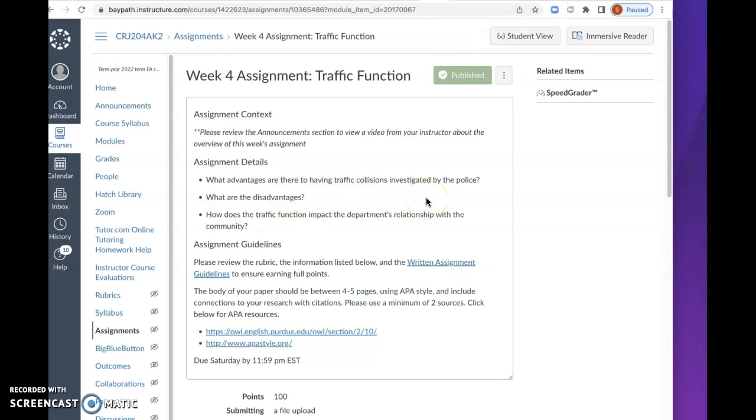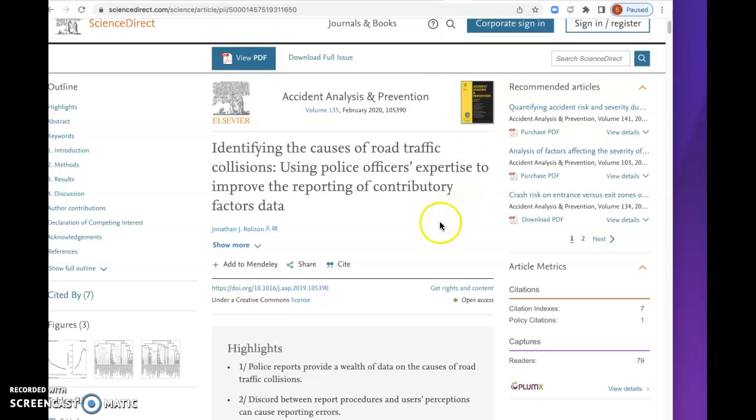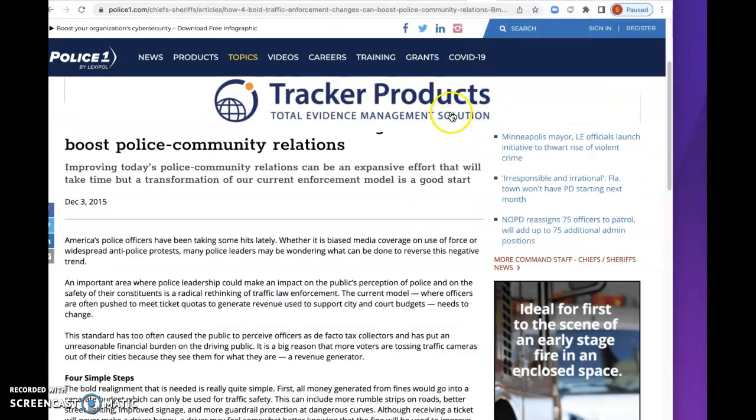What are the disadvantages? Well, the disadvantages are very often the public hates you for giving out any motor vehicle citations. So your community relations sometimes goes down the tubes. And that's really important when it comes to the relationship with the community. So I have a couple things that are on here. Using police officers' expertise to improve the reporting of contributory factors. This is extremely important to find out, do we need to change the flow of the traffic in the city?